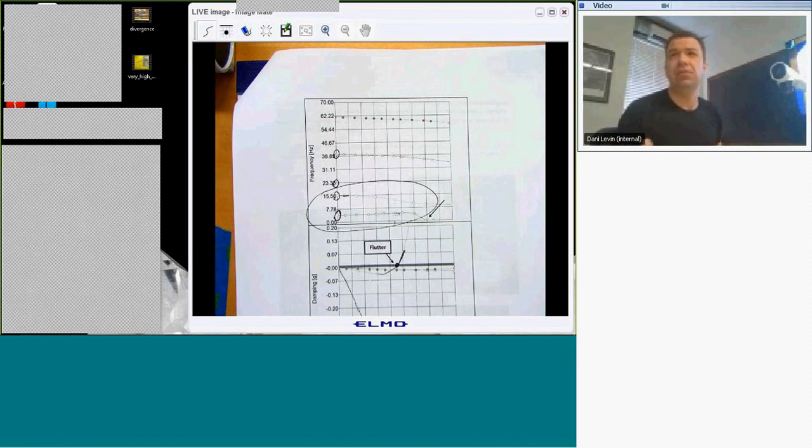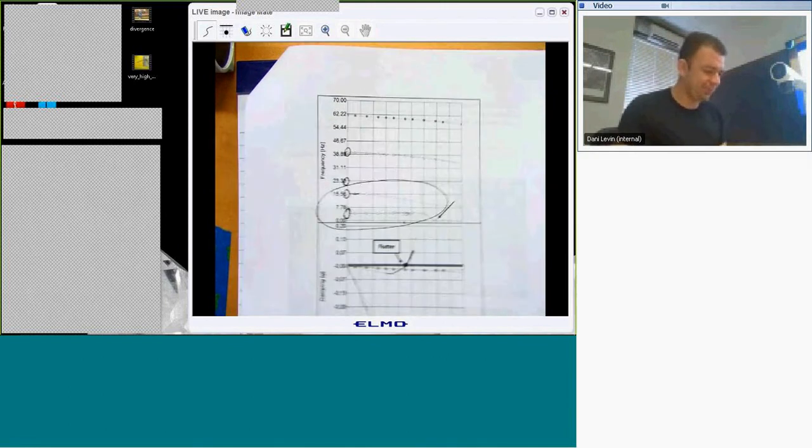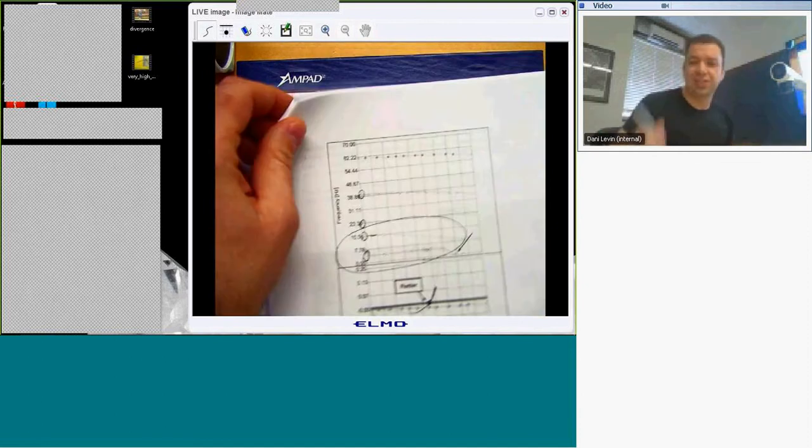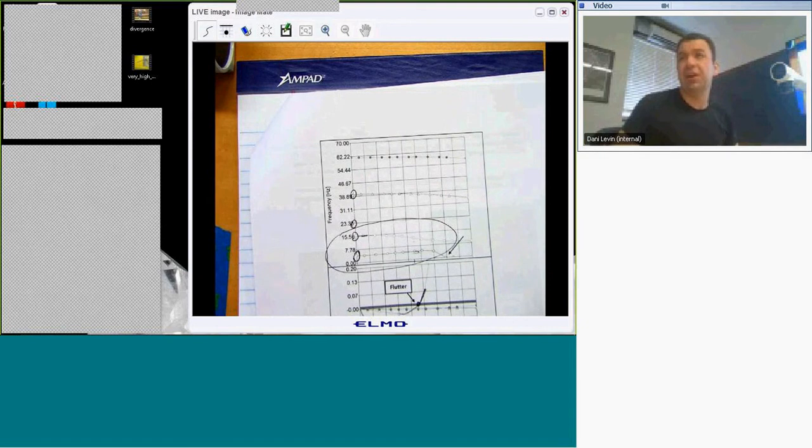Everything below 20, 25, you can actually see. So this is a good experiment. For example, in a not very recent case I had back home, we had the flutter at 150. You see nothing. You need to rely on your instrumentation.